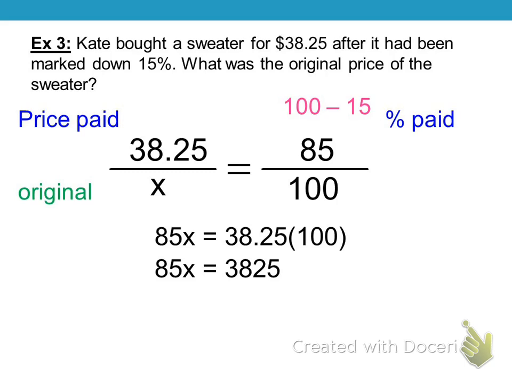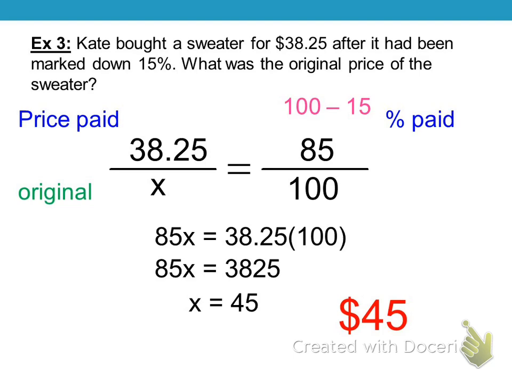So what I need to do is 3,825 divided by 85 equals 45. So the original price was $45. If you want to check this, you could find 15% and then subtract that from 45. That's a way to check it.